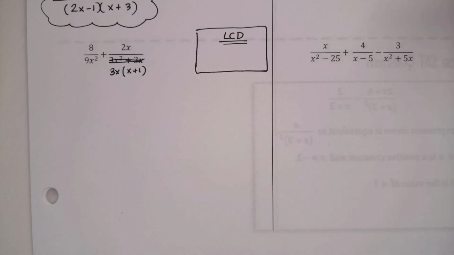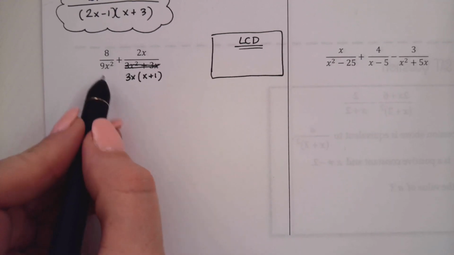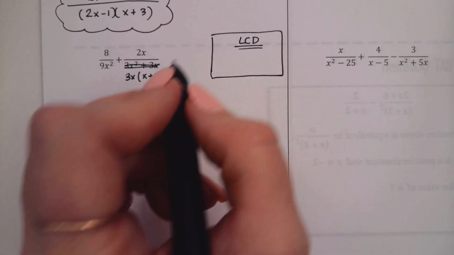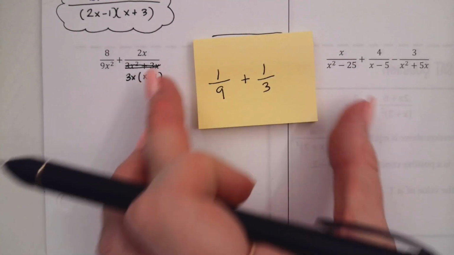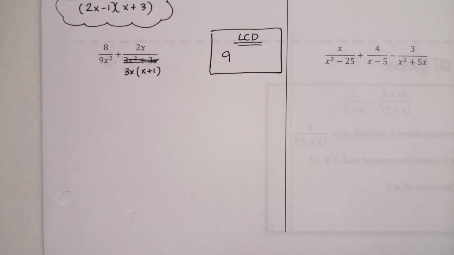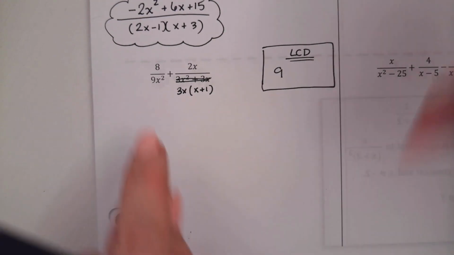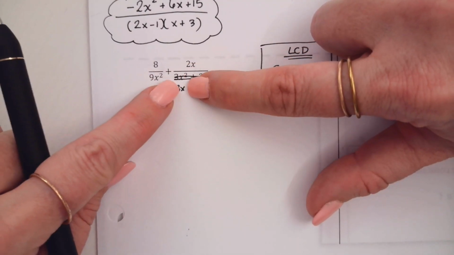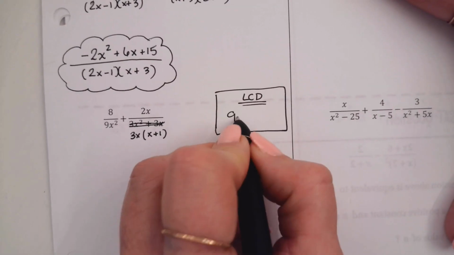Okay, so if I have a 9 and a 3, my LCD number is going to be the 9, because that would be your least common denominator with a 9 and a 3. And then look, I got an x squared on this one and an x. Technically, that is a factor that shows up in both. So in my LCD, we want to write it with the highest exponent that it appears. So if I have an x squared and I have an x, what is the highest exponent that it appears with? It's an x squared.